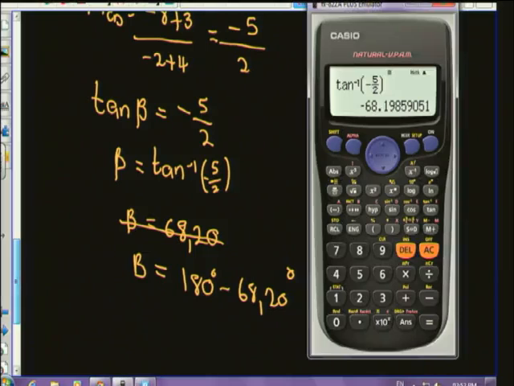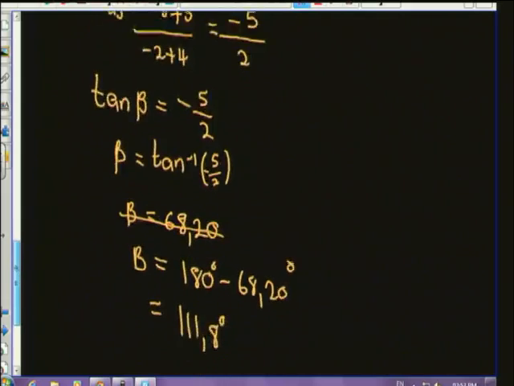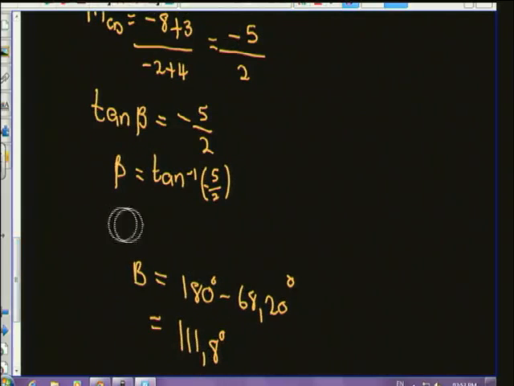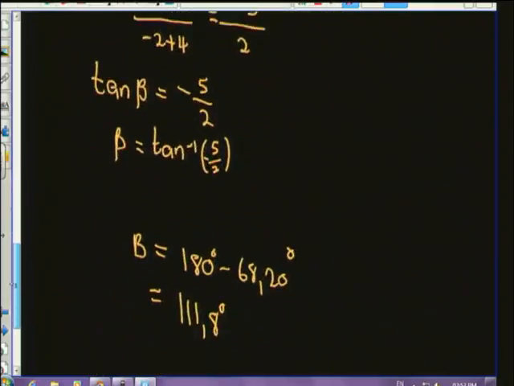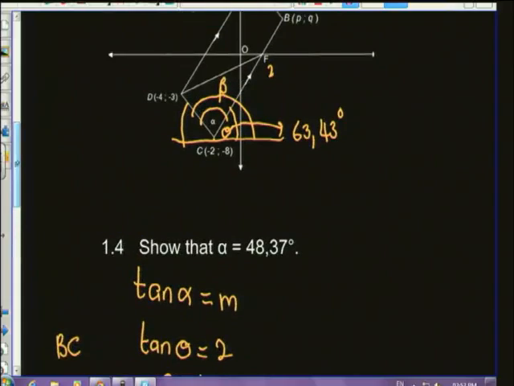And let's bring up our calculator. Let's clear that. 180 minus 68.2 degrees equals, it is equal to 111.8 degrees, okay? So let me just erase that. That is not true. However, angle beta is equal to 111.8.